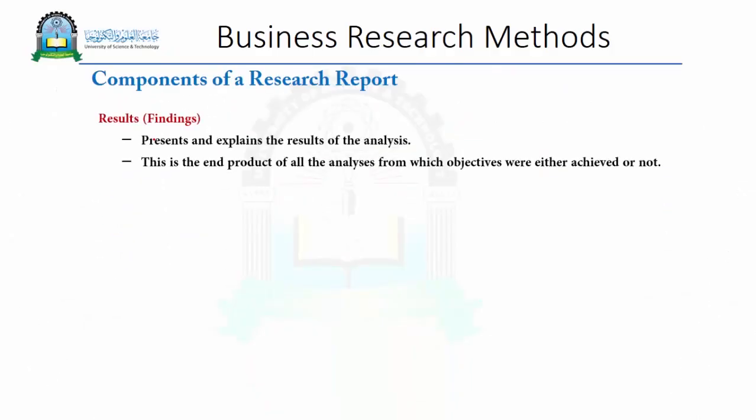The results or the findings. This is the output of any research, and we prepare the research report mainly to disseminate and communicate the findings. So this is one of the main parts of the research report. So presenting and explaining the results of the analysis. This is the end product of all the analysis, from which objectives were either achieved or not. This is very important. So the hypotheses have been tested and the results reported here also.